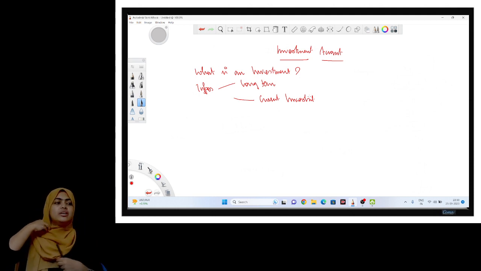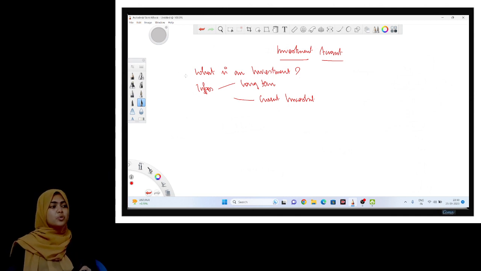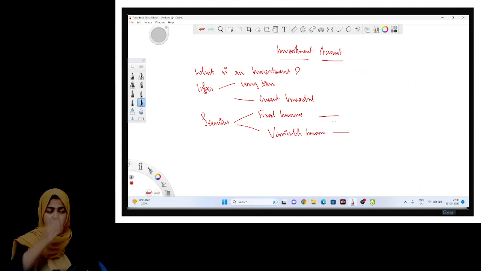Right? Now, in this chapter, the category of investments which we are going to discuss is investment in securities of the company. So now, these securities themselves, there are two types. One is fixed income bearing security and another one is variable income bearing security. So what is the difference between these two?